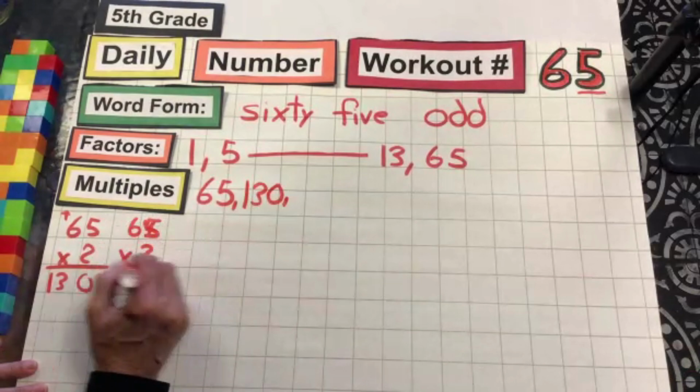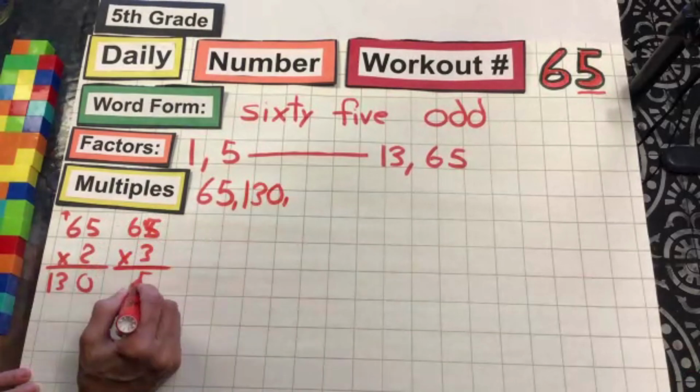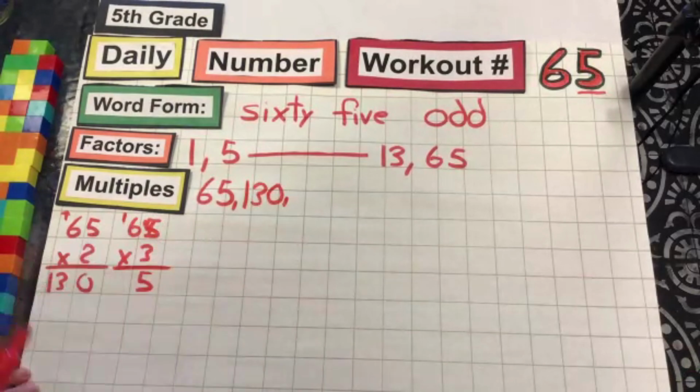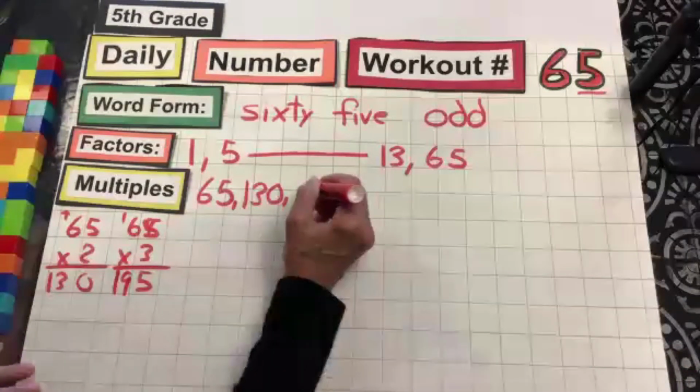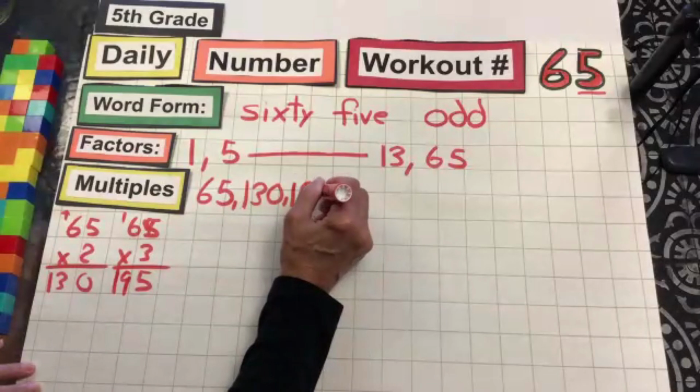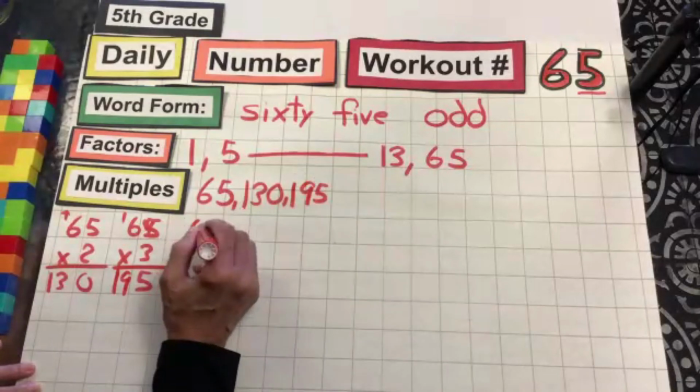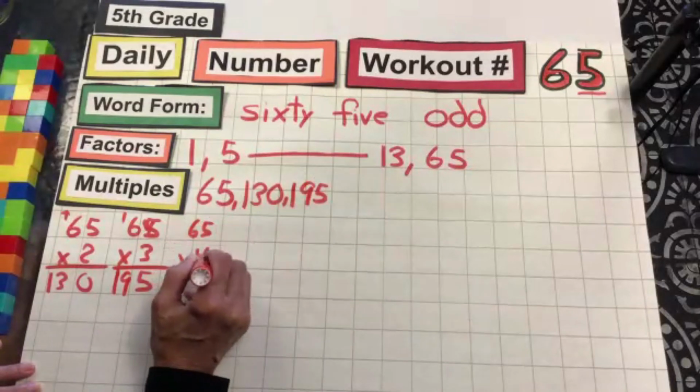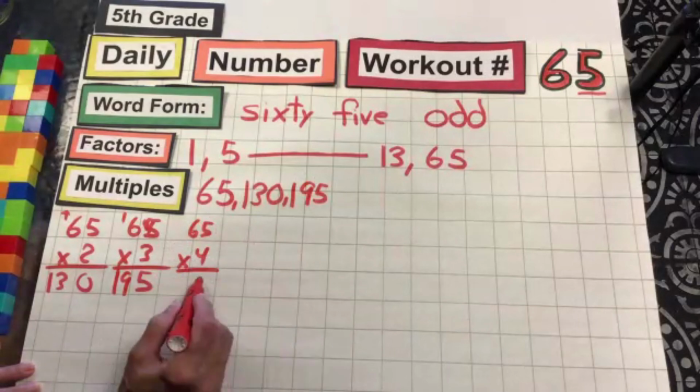65 times 3. 3 times 5 is 15. Drop the 5, carry the 1. 3 times 6 is 18, plus 1 is 19. So we have 195.